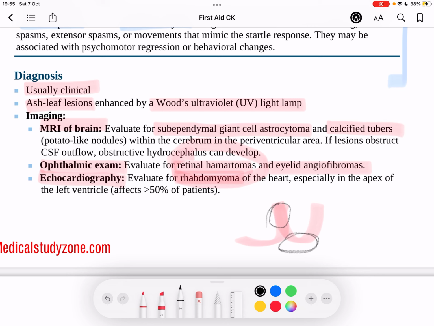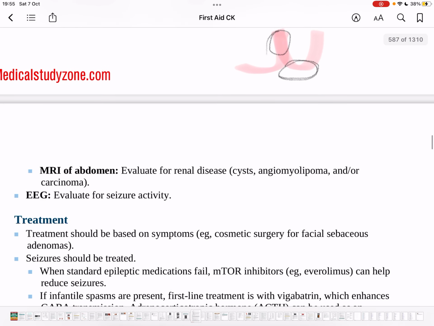A lot of those patients will go on to have heart failure, so that's why it's important to identify it early on.